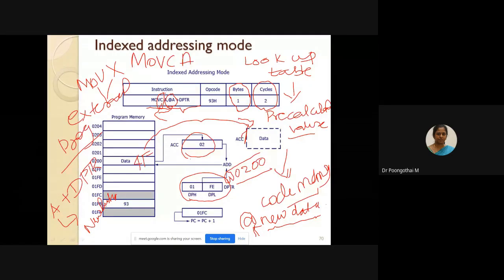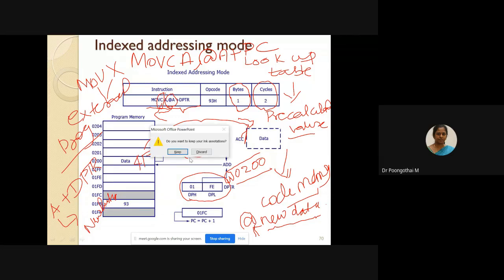MOVC A, @A+PC. Instead of DPTR, we can use the program counter. The only difference is that instead of adding DPTR with the accumulator, here the data inside the program counter is added with the accumulator to obtain the target address. So only these two instructions are available in this indexed addressing mode: MOVC A, @A+PC, and another one is MOVC A, @A+DPTR. That's all about your addressing modes.